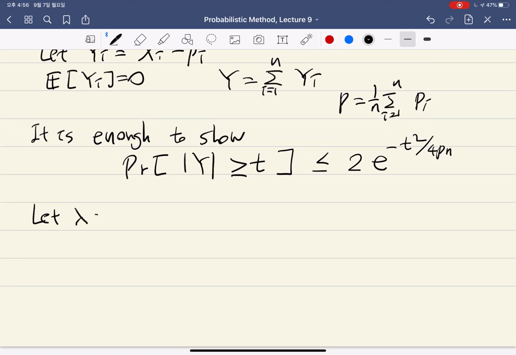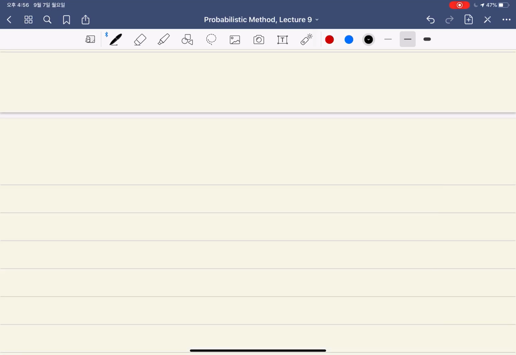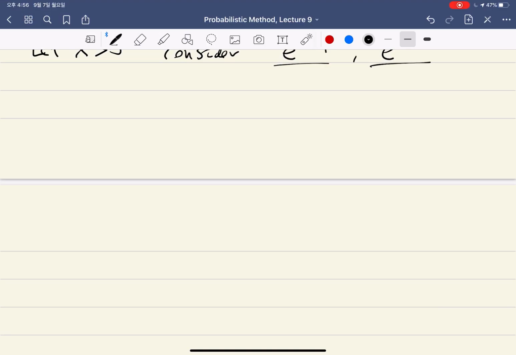So let lambda be a positive constant, and then we consider e to the lambda yi and e to the lambda y. These are the random variables we want to consider. So what's the expectation of e to the lambda y?